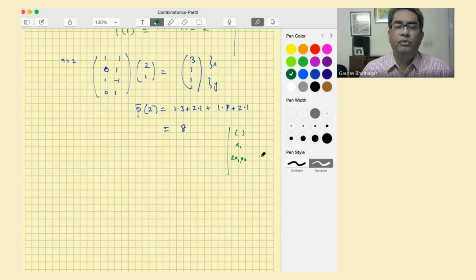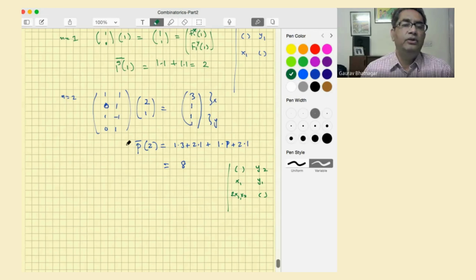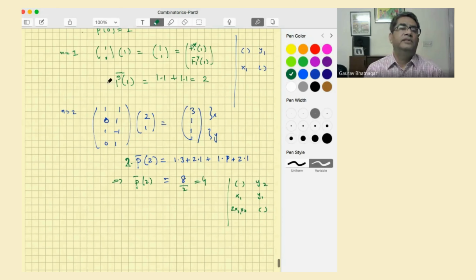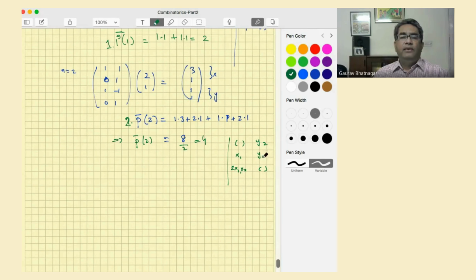For 2, so there will be 2 here, 3, 4. Oh, wait a second. This is not P2. This is 2 times P2. So this means that P bar 2 is equal to 8 by 2 equal to 4. Okay, so this is 1 times P1. Okay, so this checks out. Let's do one more.